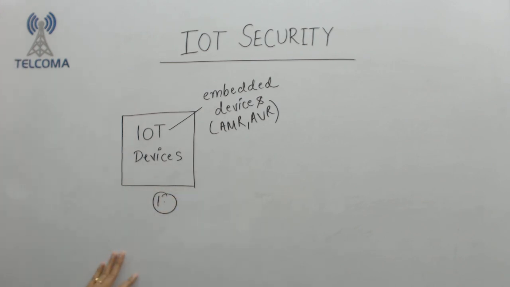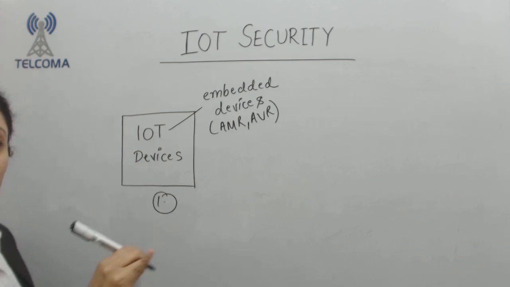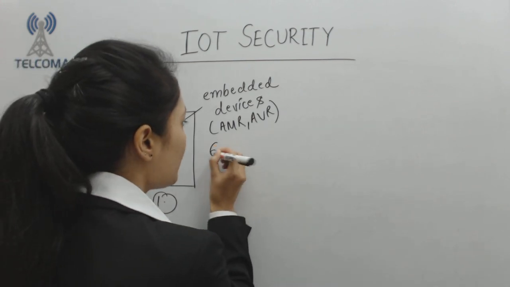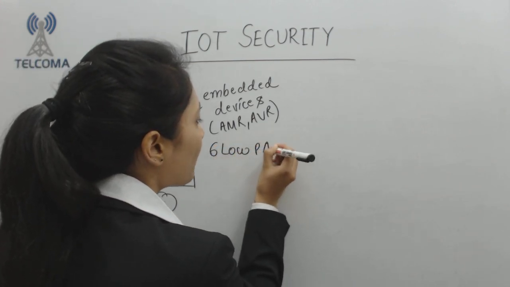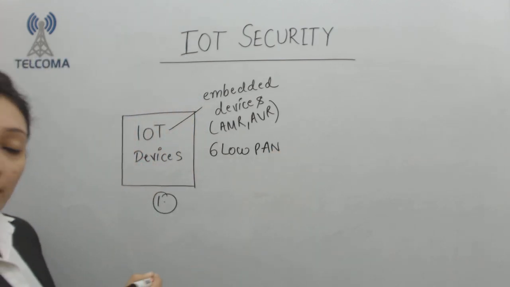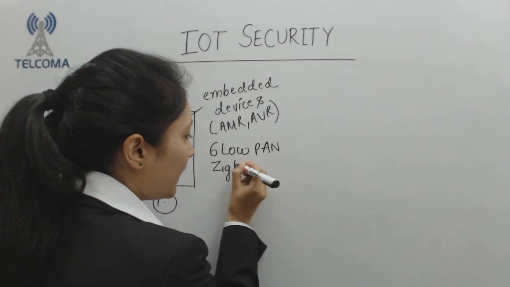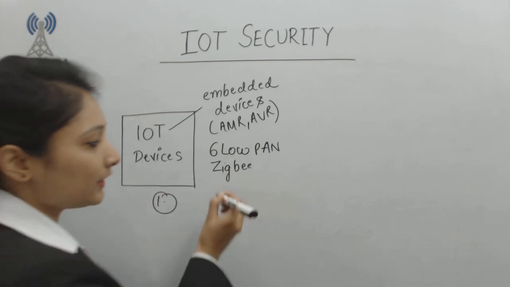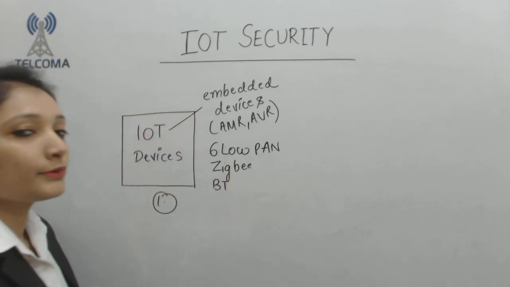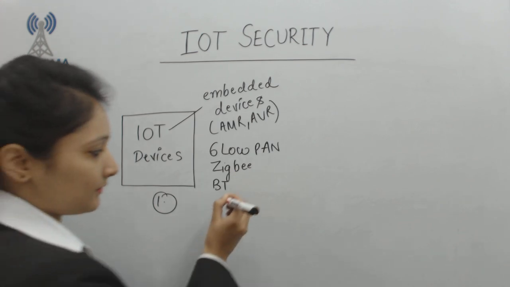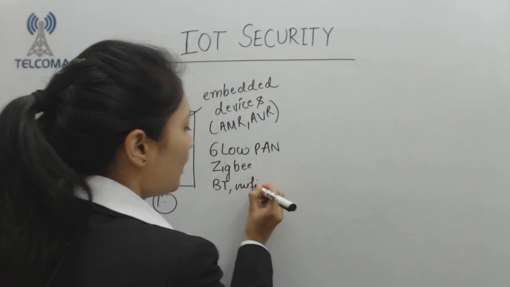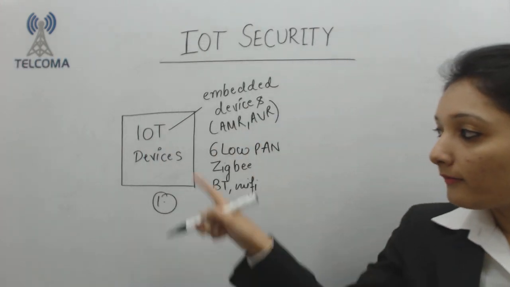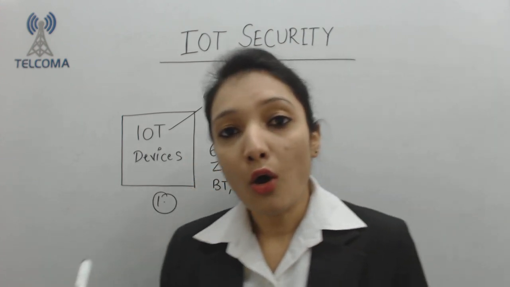This is the first part. After that, these devices are connected to the next level, the gateways, with the help of technologies like IPv6 over low-power personal area networks. We are using IEEE 802.15.4, which is your Zigbee network, then Bluetooth or Bluetooth Low Energy, or Wi-Fi systems for your local area network. When data is exchanged between these devices, we have to secure these interfaces also.